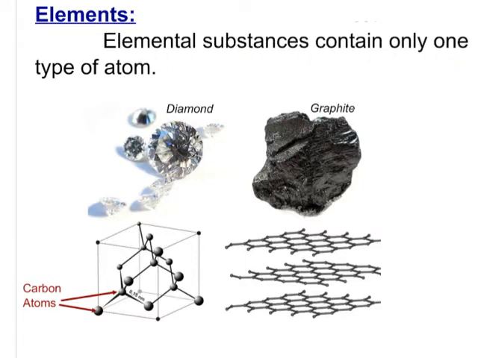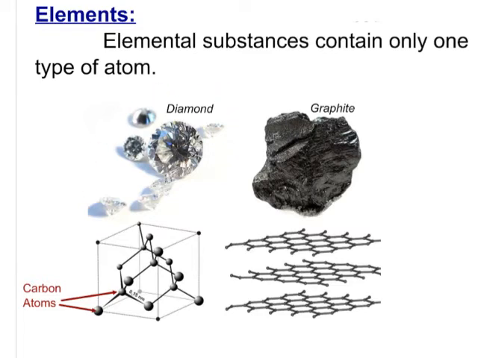Elemental substances contain only one type of atom. So here, I just give an example of the atom carbon. We can see in some different forms, and it's kind of an interesting one because right here is a structure and it's showing some different carbon atoms. They're all bonded together in such a way that this is what they look like to the eye, a diamond.